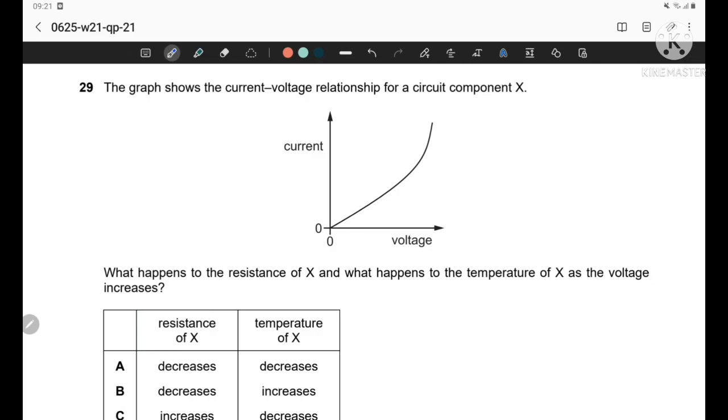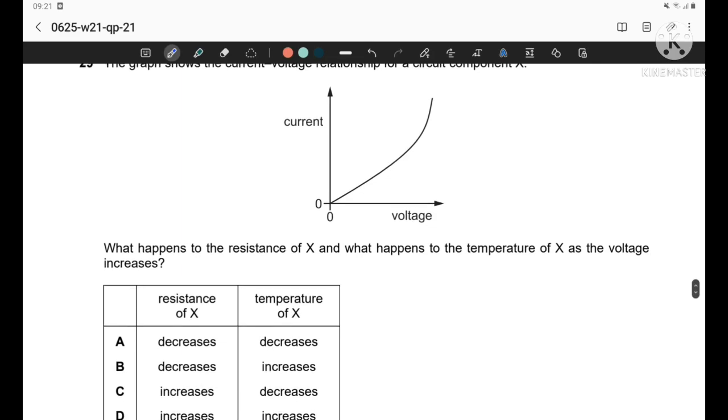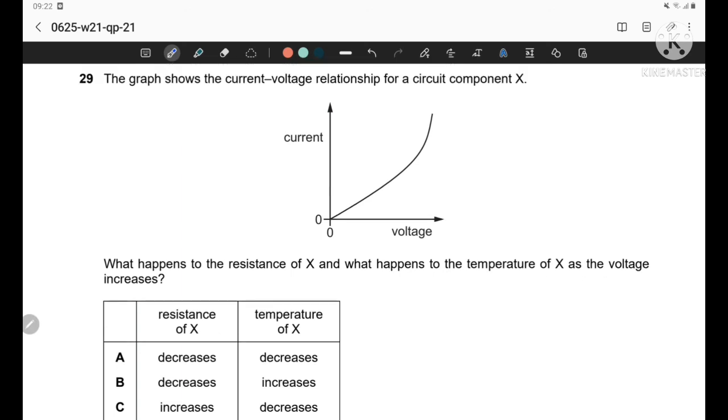Question 29. The graph shows the current voltage relationship for a circuit component X. What happens to the resistance of X and what happens to the temperature of X as the voltage increases? So from current voltage graph, we have to identify what happens to the resistor. So here we can use Ohm's law that V is equal to IR. From this, resistor is equal to voltage over current.